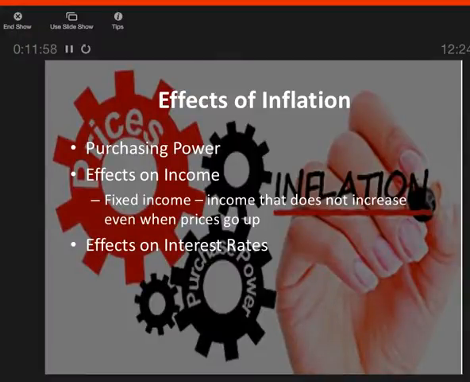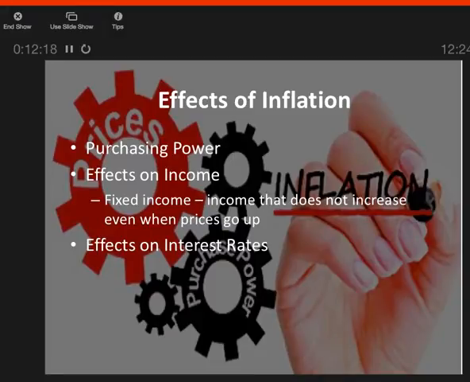Purchasing power. As we already looked at previously in the notes, purchasing power is the ability to buy goods and services. When inflation increases, this means purchasing power goes down. We don't have as much power as we used to. How does this affect income when it comes to inflation?